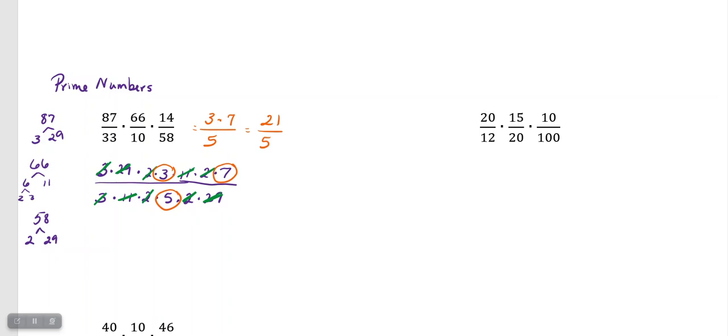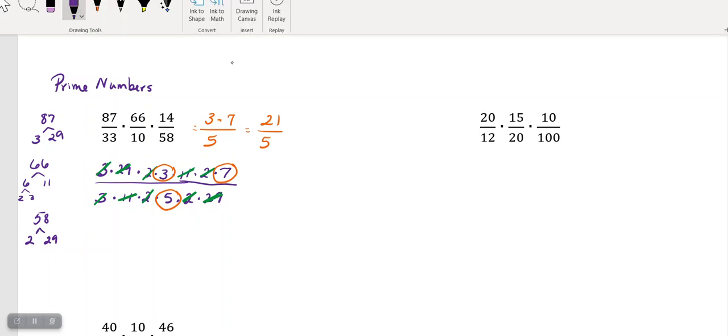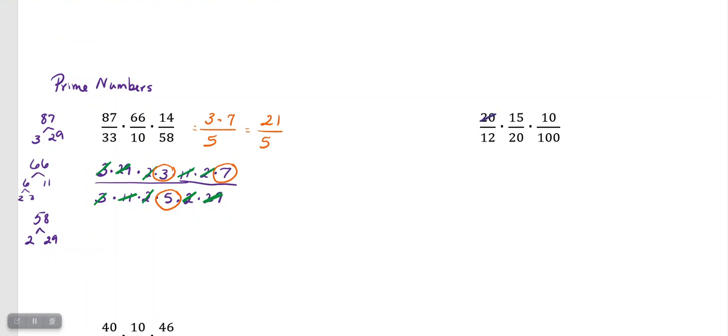So I notice, I'm going to change my color back again. I have a 20 on top, cancels the 20 on bottom. Easy enough, because they're the same. And then I have a 10 and a 100. 10 goes into 10 one time. 10 goes into 100 10 times. And that leaves me with 12 and 15.